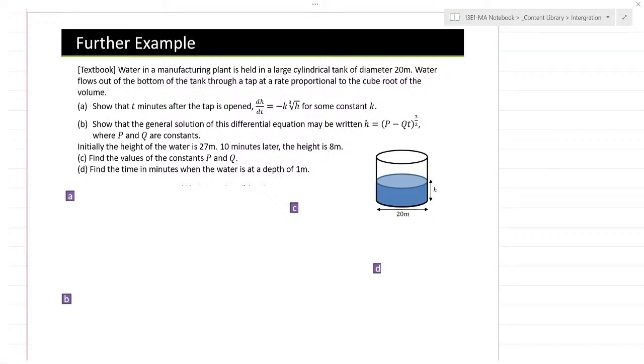So let's have a look at this one first of all. We've got to do the first part here first. Let me just read it again. Water in a manufacturing plant is held in a large cylindrical tank of diameter 20 meters. Water flows out the bottom of the tank at a rate which is proportional to the cube root of the volume.